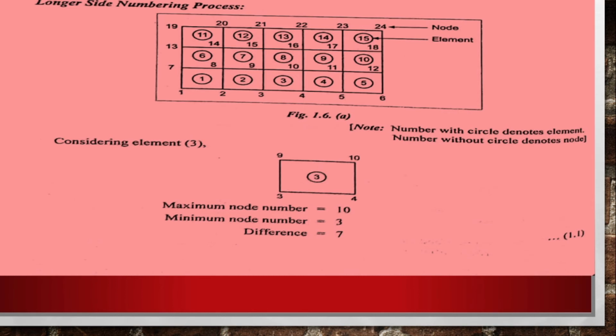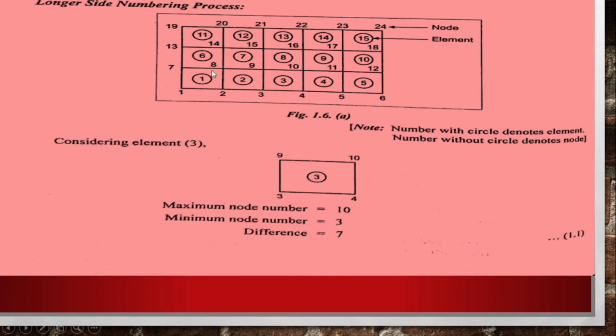Here there are totally 15 elements: 1, 2, 3, 4, 5, 6, 7, 8, 9, 10, 11, 12, 13, 14 and 15. There are 15 elements. Here, for this line we have 2 nodes. So if it is a rectangular element, we have 4 nodes. Okay, so we considered this as a rectangular element.